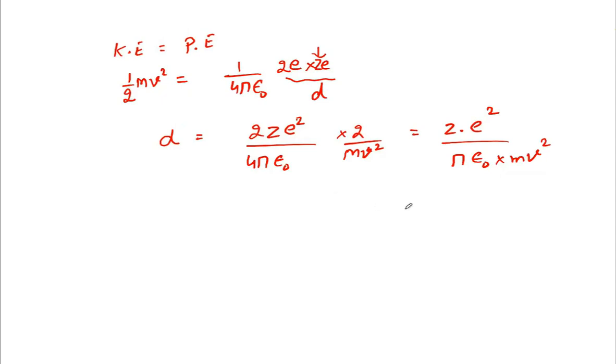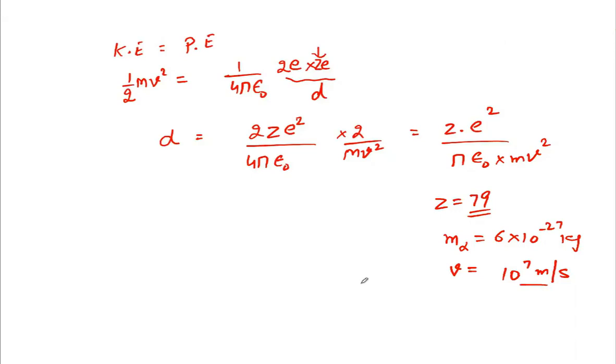For gold foil, Z is 79, the atomic number of gold, and the mass of the alpha particle is 6 into 10 to the power minus 27 kg. Suppose these particles move with a velocity of the order of 10 to the power 7 meter per second. That is the maximum velocity with which they can travel, because they are very heavy particles and cannot travel at the speed of light.